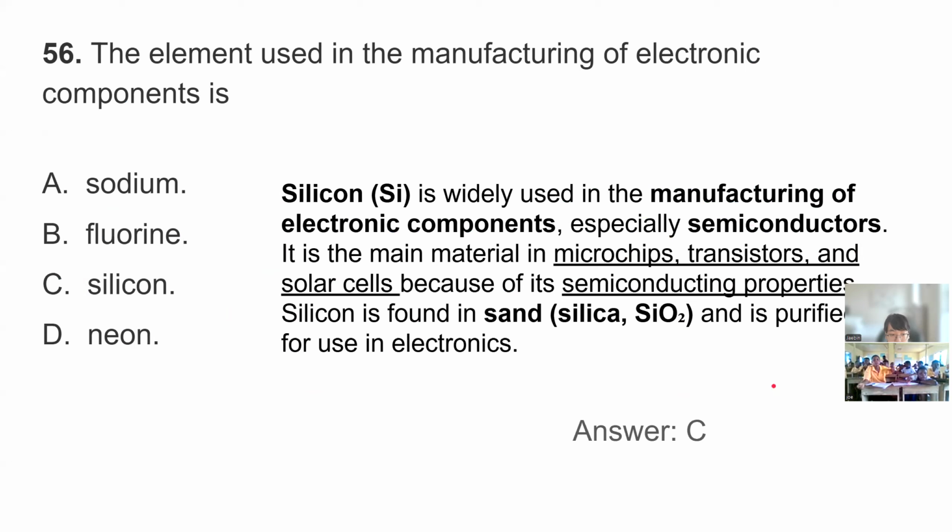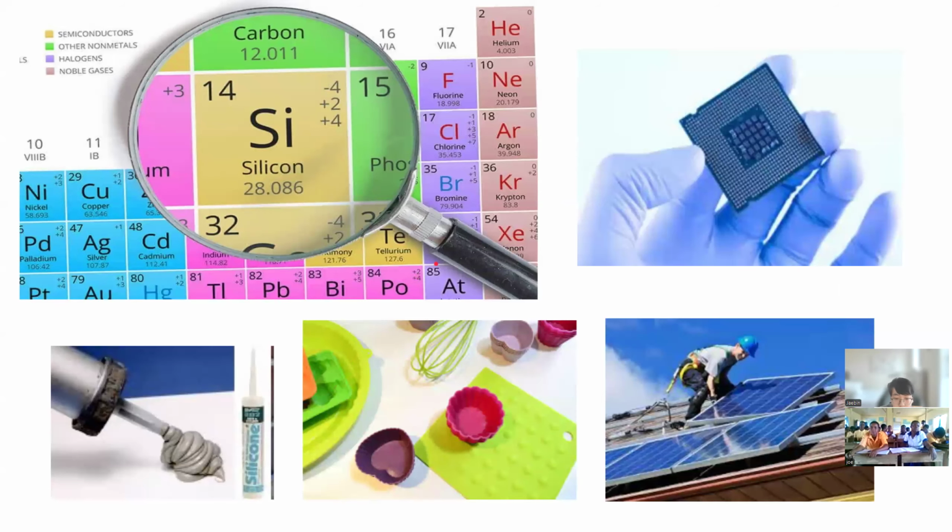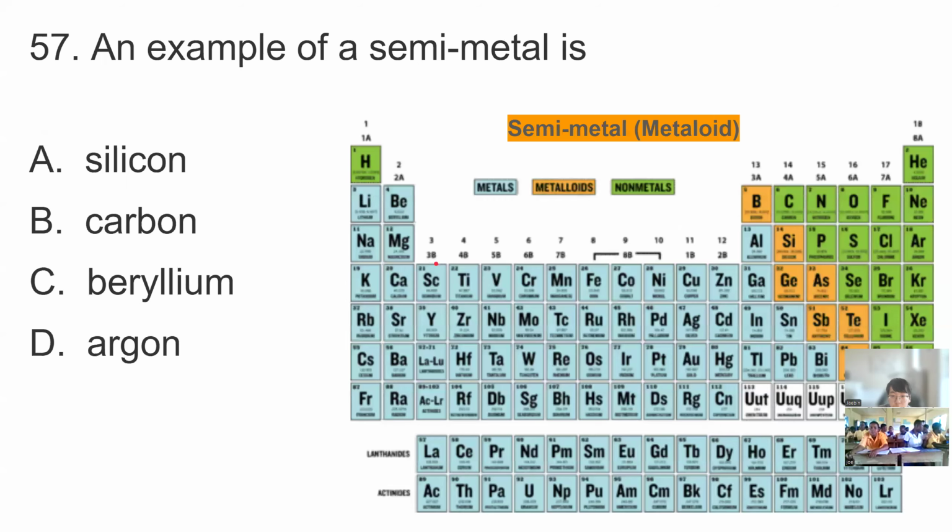So the reason why silicon is widely used is C, because of its semiconducting properties. Last time we learned about metals being conductive and non-metals being not conductive. There is another group actually, and it is called the metalloids.